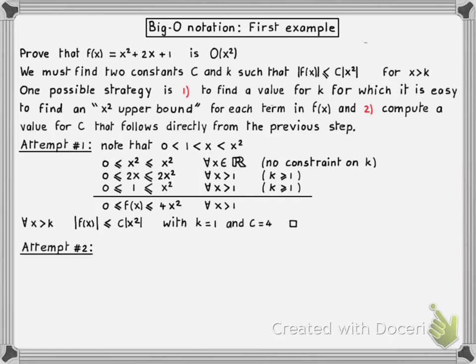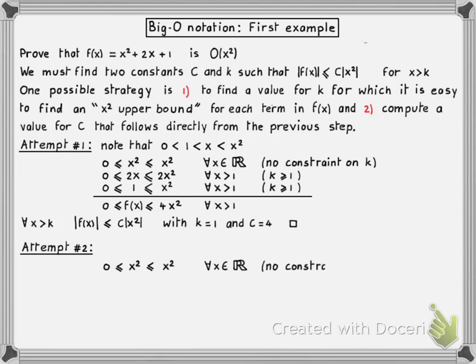So in attempt number 2, we're still going to try and find an x squared upper bound for each term in f of x. Now for the x squared term, we can proceed exactly as in the previous proof. So I'm going to go fast.